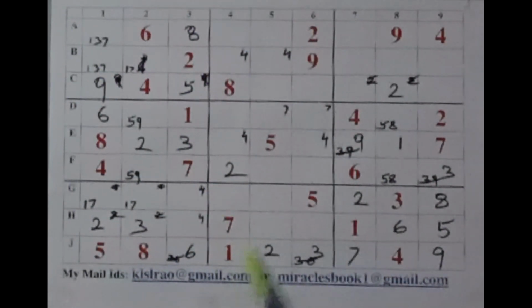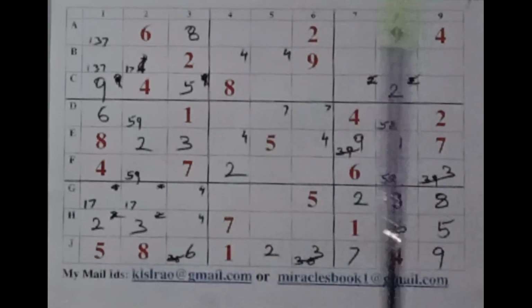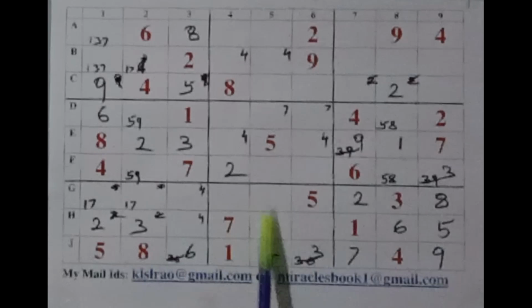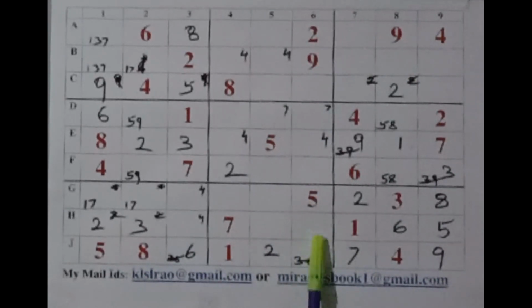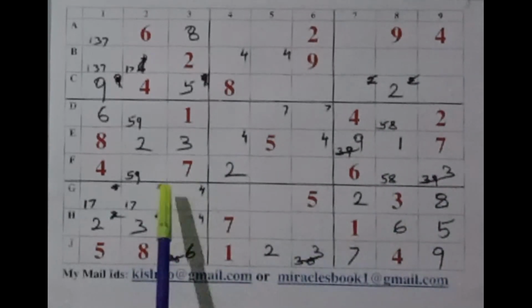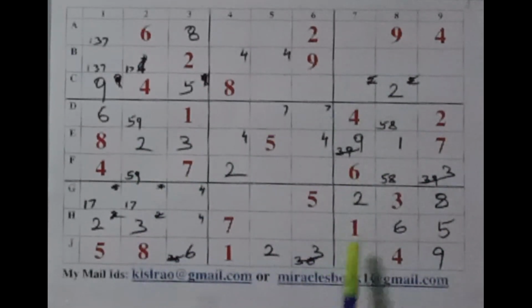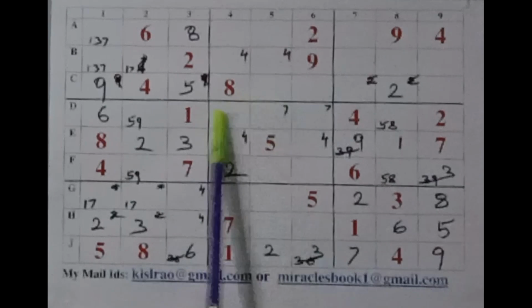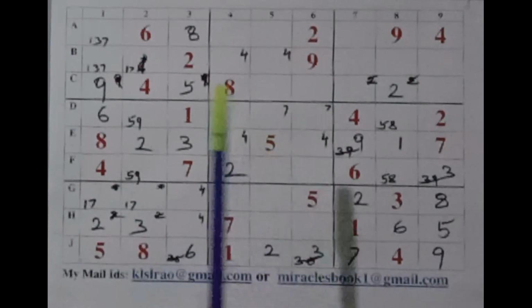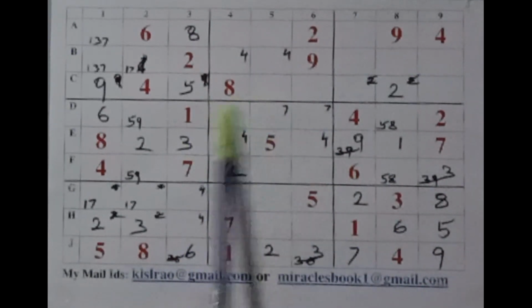Let us come to this strip. 1 just appears once. 2 over 3. 3 here and 3 here. 3 here. That means these 2 places are for 3. Now before we go further, have a look at this box.